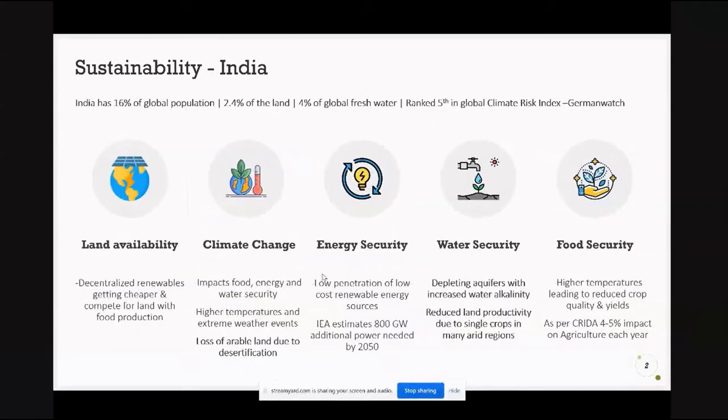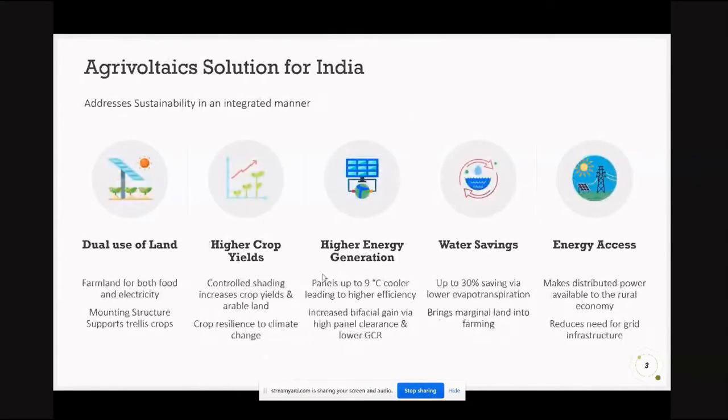So, as most of you would probably be aware, India has 16% of global population, but only 2.4% of the land and only 4% of global fresh water. So, we have high temperatures, reducing crop yields. We have aquifers that are depleting, water is becoming alkaline. We have a lot of regions where you can only grow single crops, and there's loss of arable land due to desertification. And climate change is making most of this and almost all of this even worse.